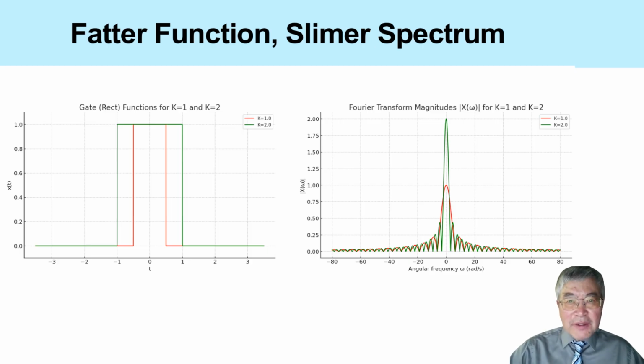Now look at the Fourier domain on the right. When a function becomes wider in the spatial domain, its Fourier spectrum becomes narrower. This is a basic Fourier relationship. A wider function in space corresponds to a slimmer spectrum in frequency. So the fan-beam case gives a fatter spatial function but a narrower Fourier spectrum. This is exactly what the slide title says. A fatter function gives a slimmer spectrum. This example helps us see why scaling cannot be ignored when filtering is involved.